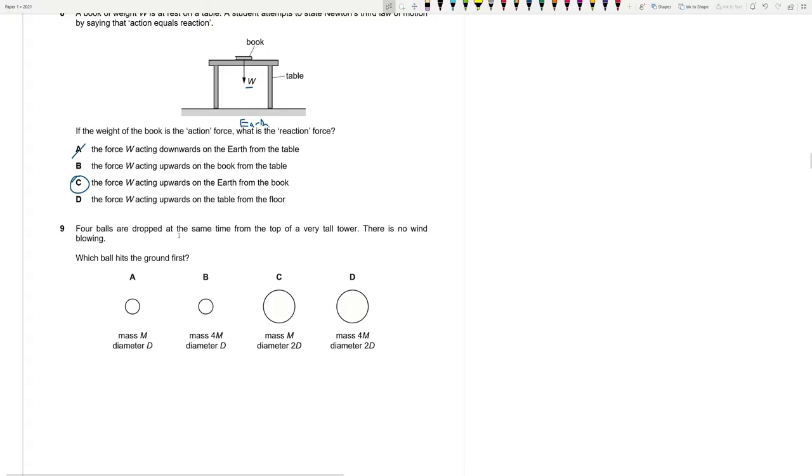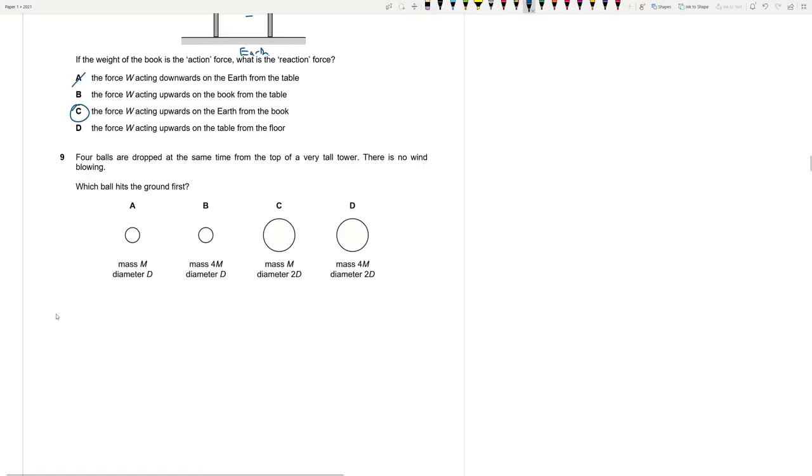4 balls are dropped at the same time from the top of a very tall tower. There is no wind resistance, no wind blowing. Which ball hits the ground first? They're dropped at the same time. Think about it. Density is equal to mass by volume. These are all spherical, so density is equal to mass divided by pi d square by 4. So which ball will hit the ground first since there's no wind blowing?